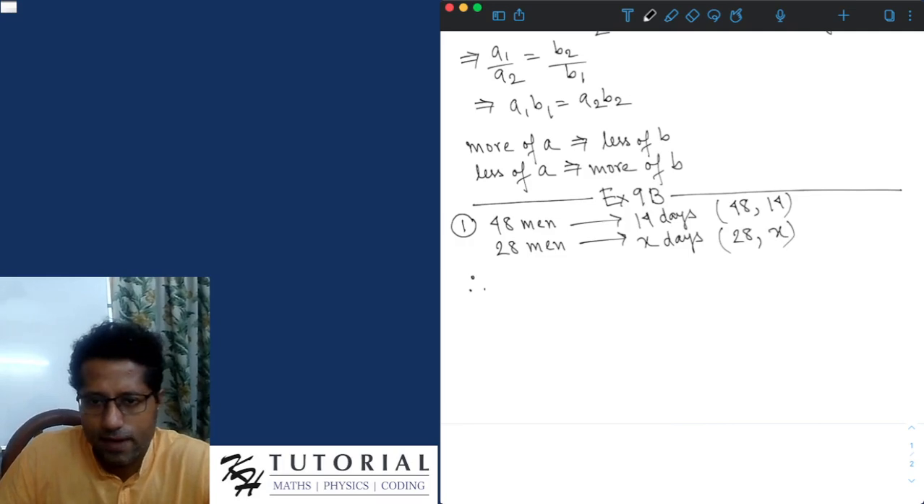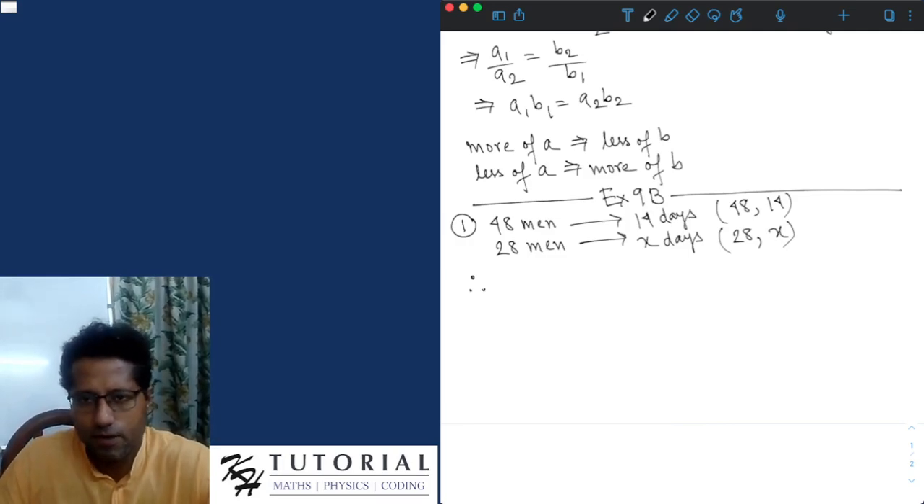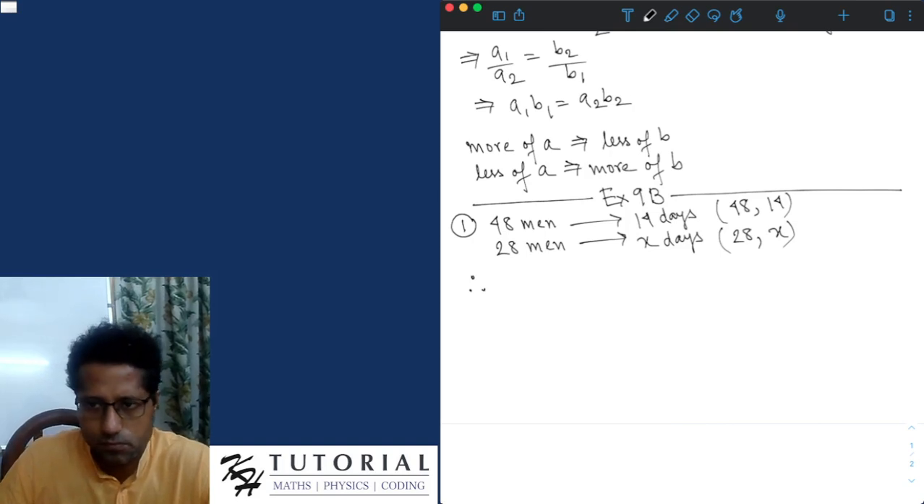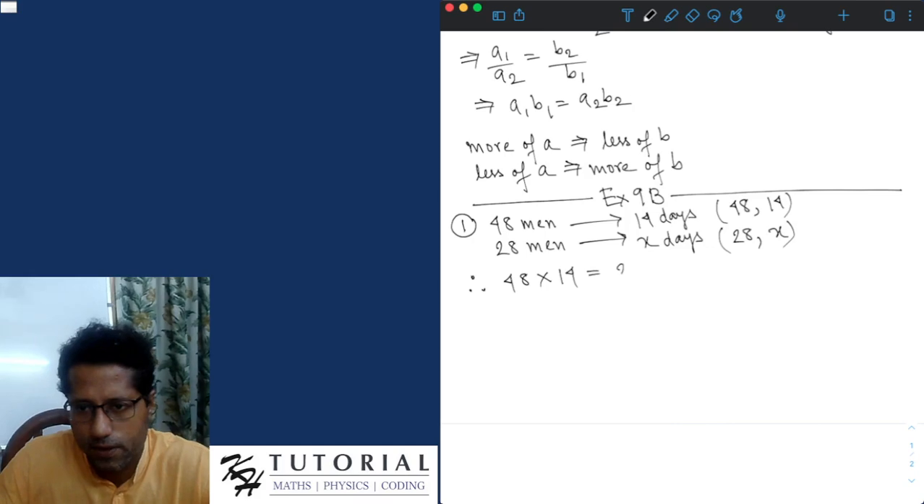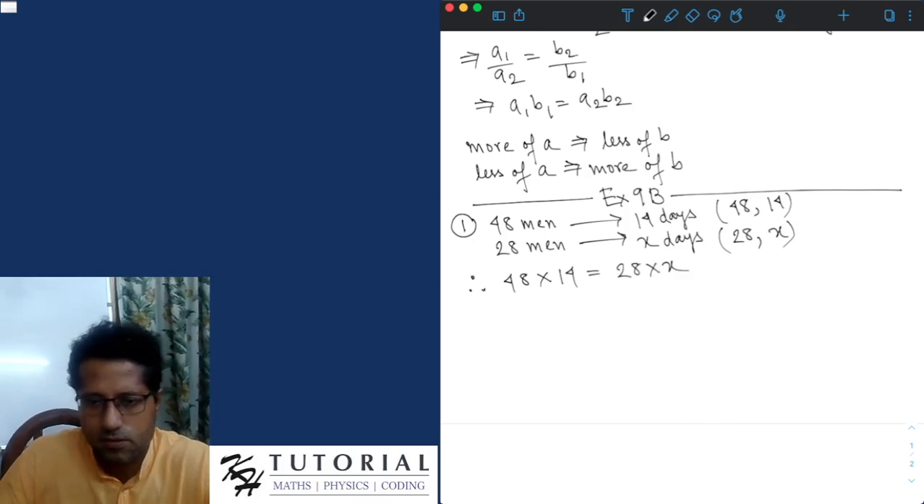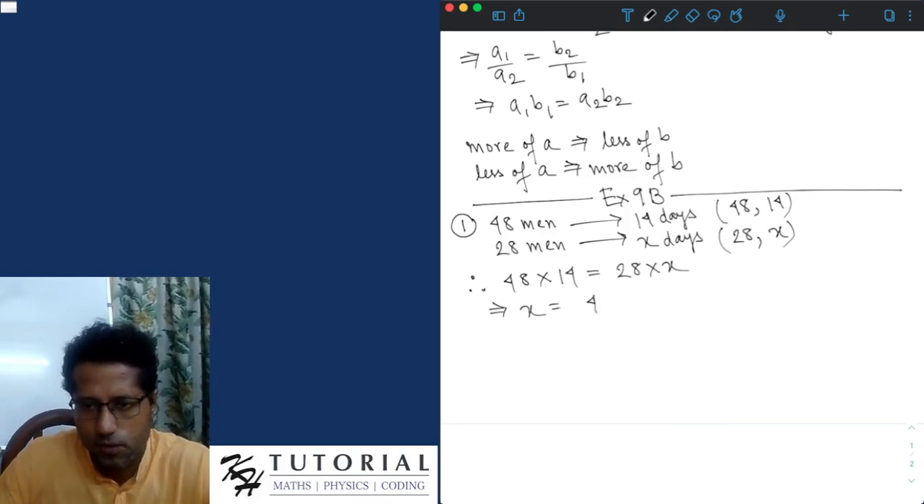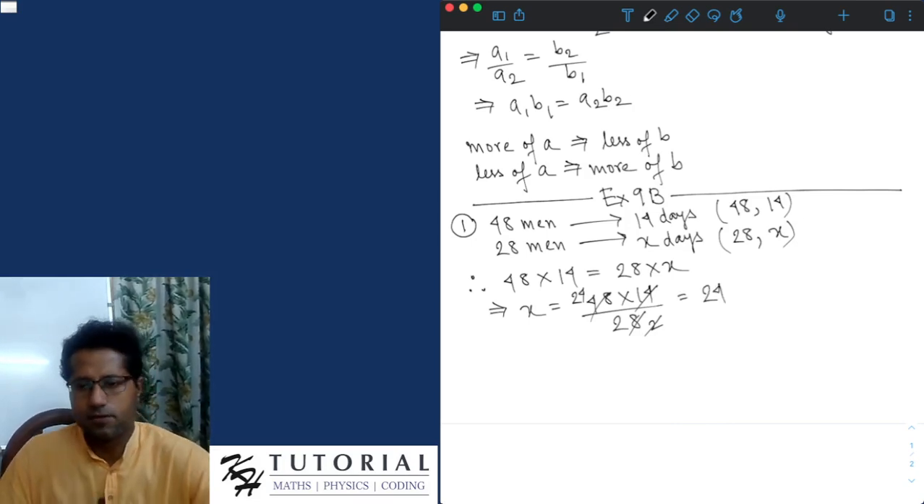So now we know that A1 B1 will be equal to A2 B2. So 48 into 14 will be equal to 28 into x. So this implies x equals 48 multiplied by 14 divided by 28. This is 2, this is 24. So x is 24 days.